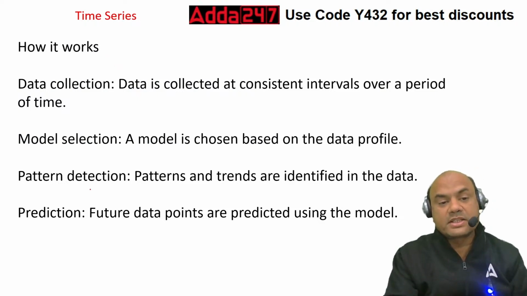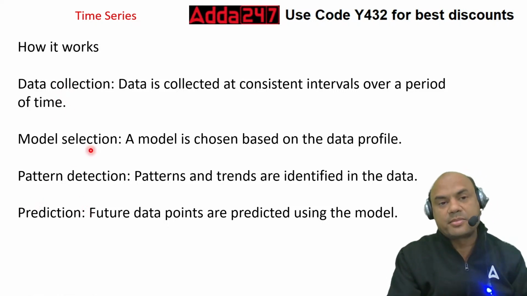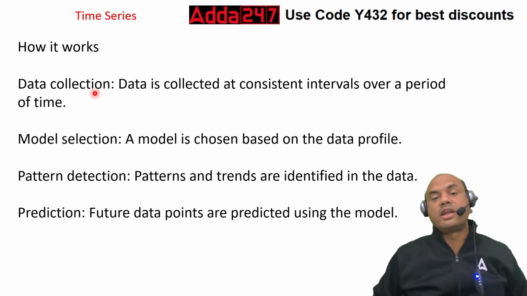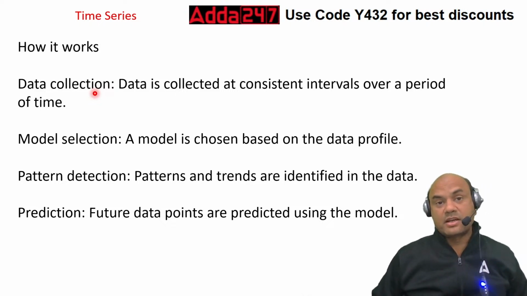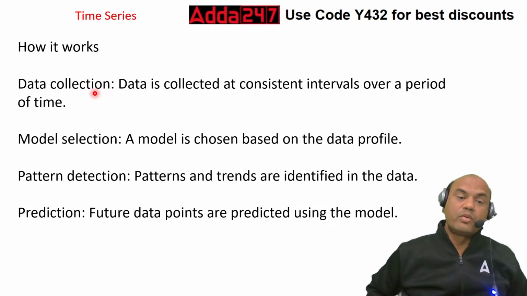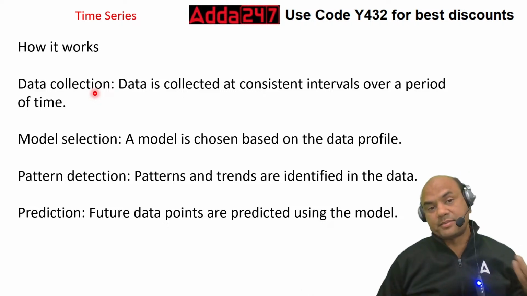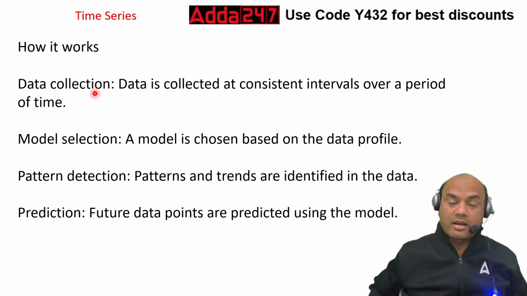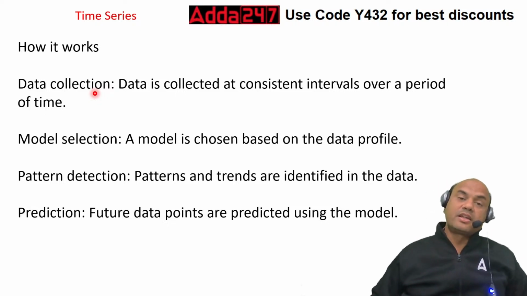Now there are four stages in time series, or four methods, four steps in time series. One is data collection. Data collection means what? Data is collected at consistent intervals over a period of time. Consistent, regularly it is collected over a period of time. So I'll be collecting the data at, let's say, every 6 months, every 1 year, every 1 day, every 1 hour, every 1 minute, every 1 second, anything I can collect. So it is done at consistent intervals over a period of time.